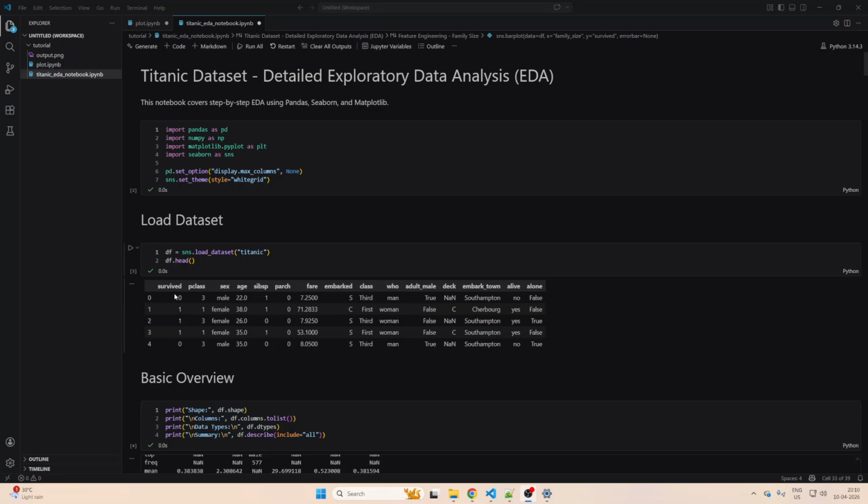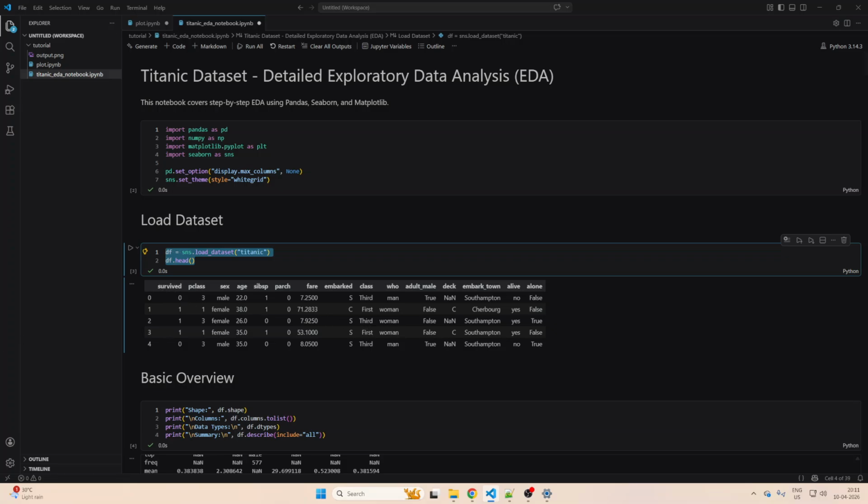We have seen the various plots that we can do using matplotlib and Seaborn. Now let us use it to do an exploratory data analysis of the Titanic dataset. So let's just load it using load_dataset Titanic, and this is the head.